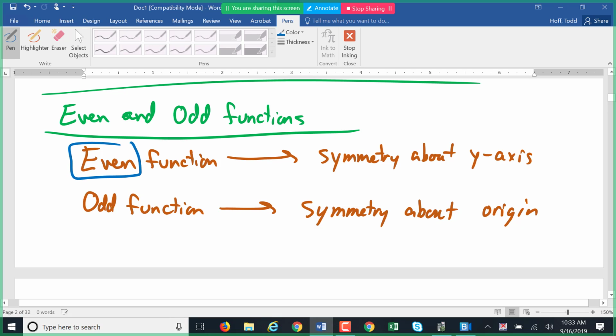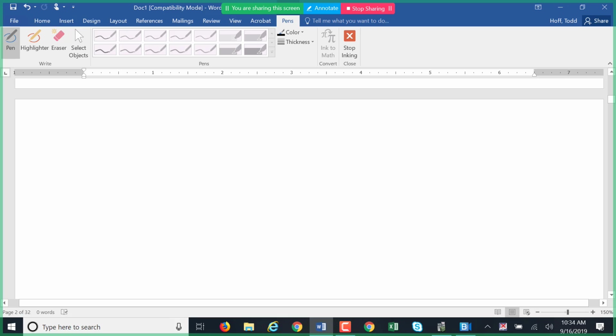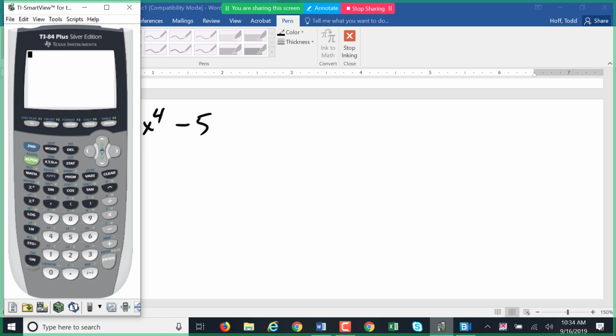Why do the terms even and odd make sense here? If I have a function, y equals 3x to the fourth minus 5. If I were to graph that, now I could make the table and graph it, but I'm just going to use my calculator here to do this. So 3x to the fourth minus 5. There's my equation. If I graph this, I get a graph that looks like that. Notice that is symmetrical about the y-axis.